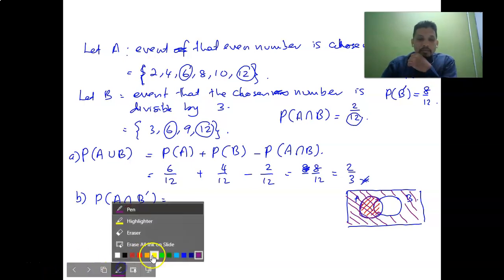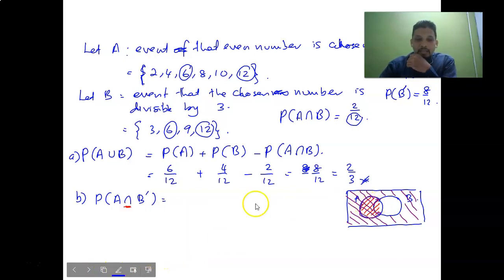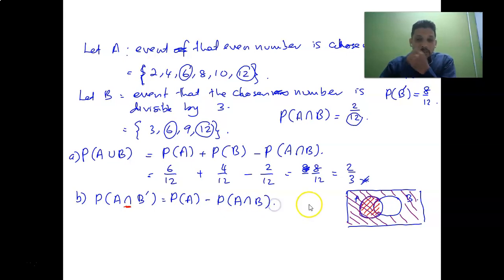So we can define this as the probability of A minus the probability of A union B. Okay, the whole A minus the intersection between A and B, then you get A here. Then now it is equal to 6/12 minus 2/12, which is equal to 1/3.